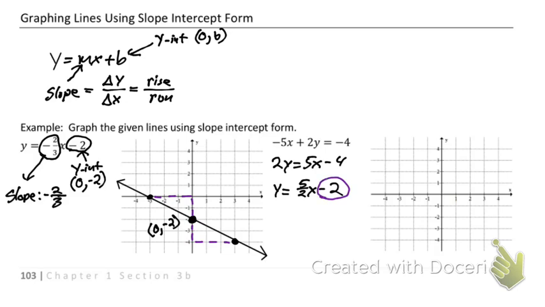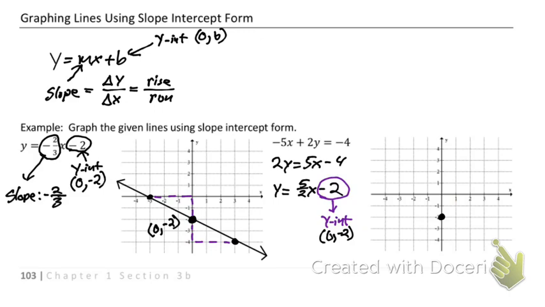2 is my y-intercept, which means it is the point (0, -2). Again, this time my slope is a positive 5 over 2. That means I'm going to go up 5, right 2, or down 5, left 2.